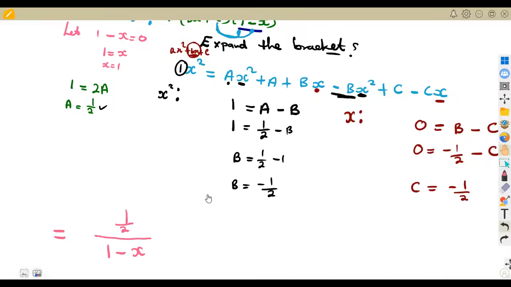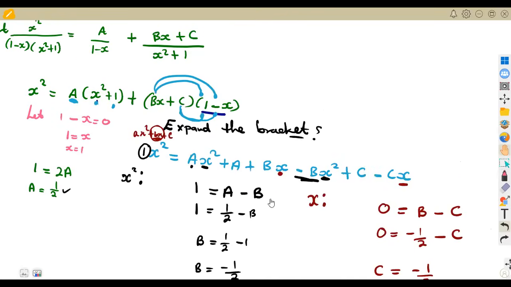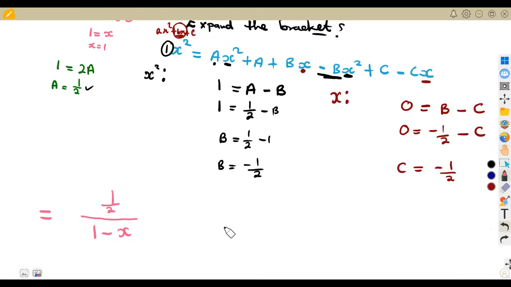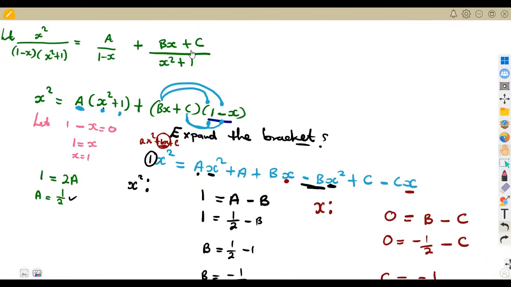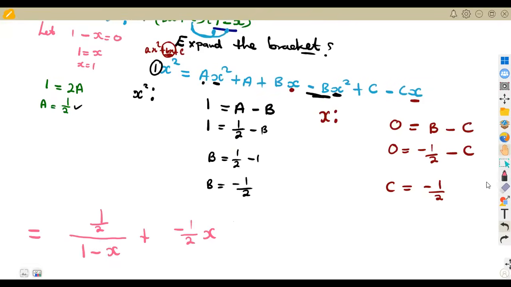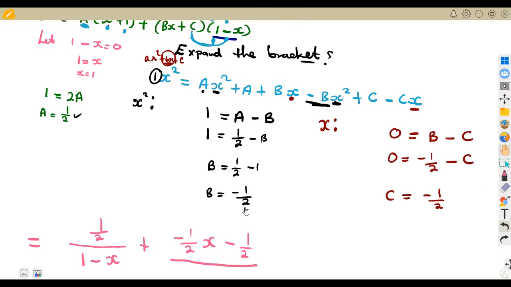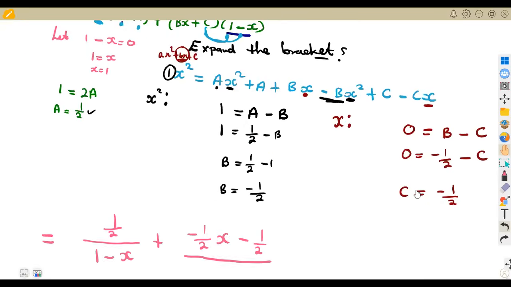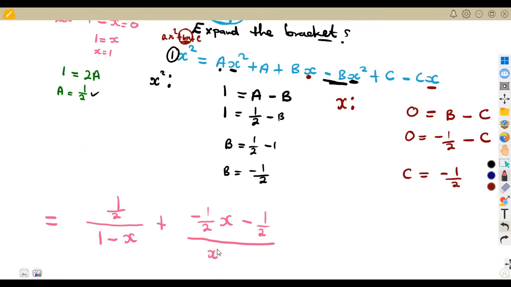Okay. Then our b, it's a negative half. So it's going to be plus bx, and our bx is a negative half of x, okay, plus c. So this is bx plus c, all right? Our c, it's a minus half. So this will be minus a half like this. Everything over x squared plus 1. So this is exactly what we were supposed to have in a normal sense.